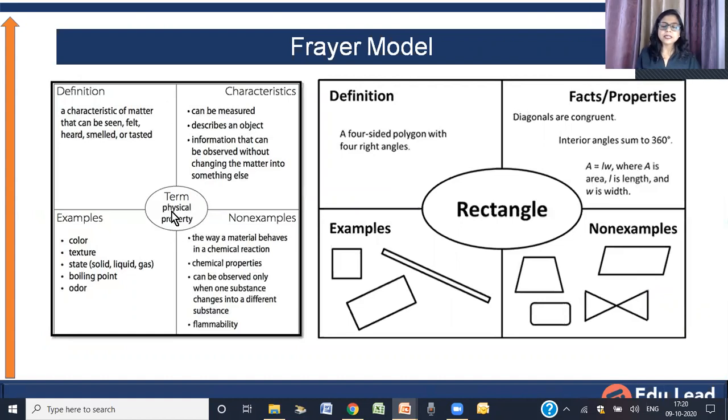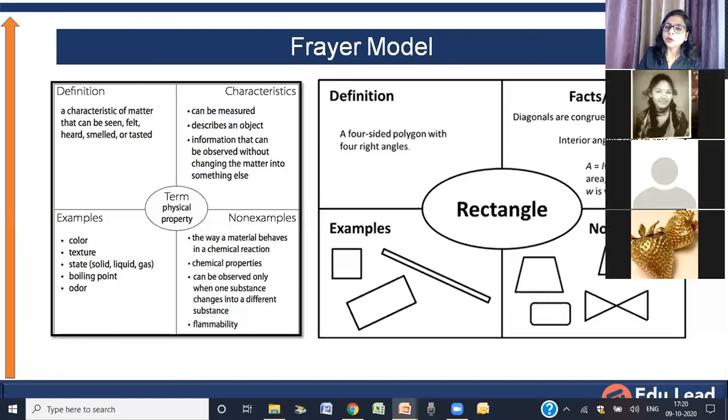Example here is, say, physical property. So what's the definition? What are the characteristics? What are the examples of physical property, and what are the non-examples of physical property? Similarly, rectangle. Definition, what are the facts and properties? What are the examples? What are the non-examples? Right. So you can use this Freir's model for any topic which you want, and you can let the children do it.